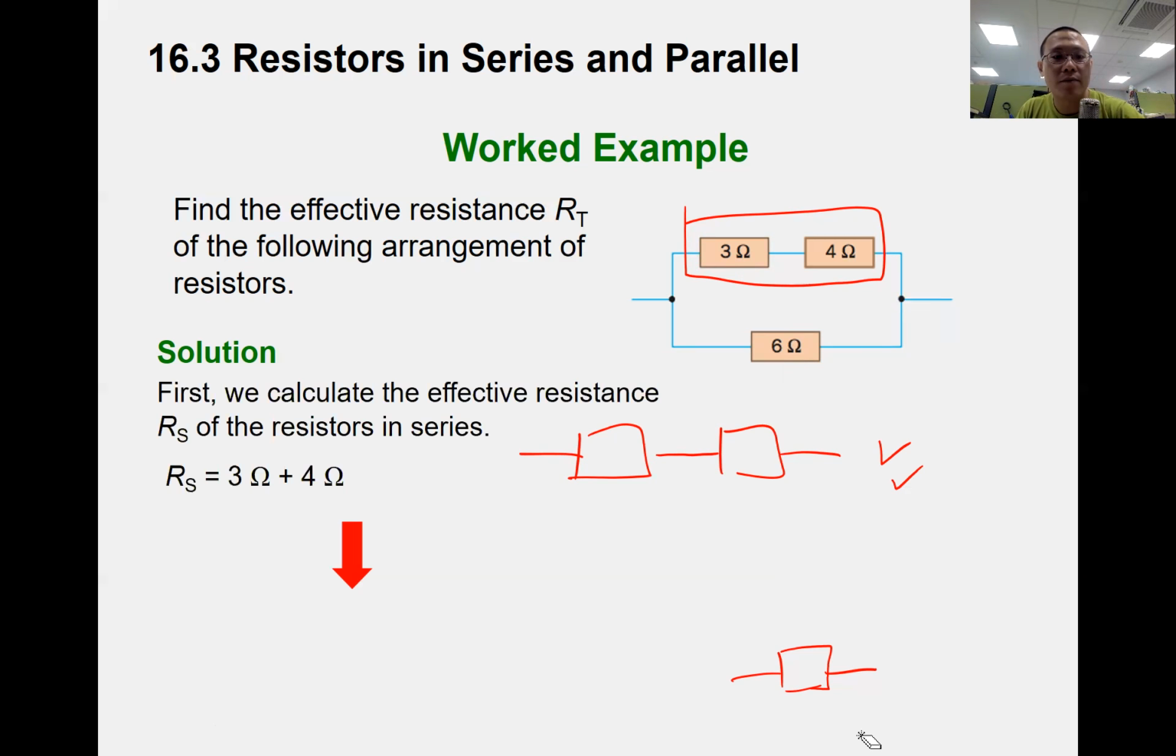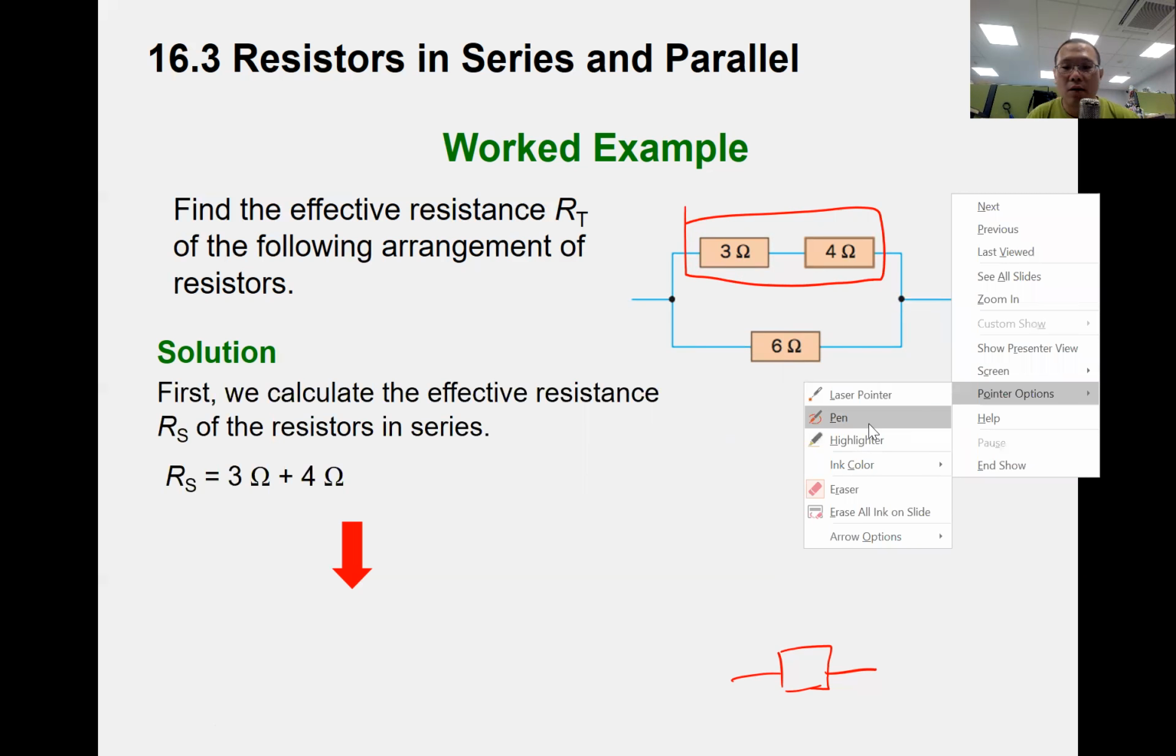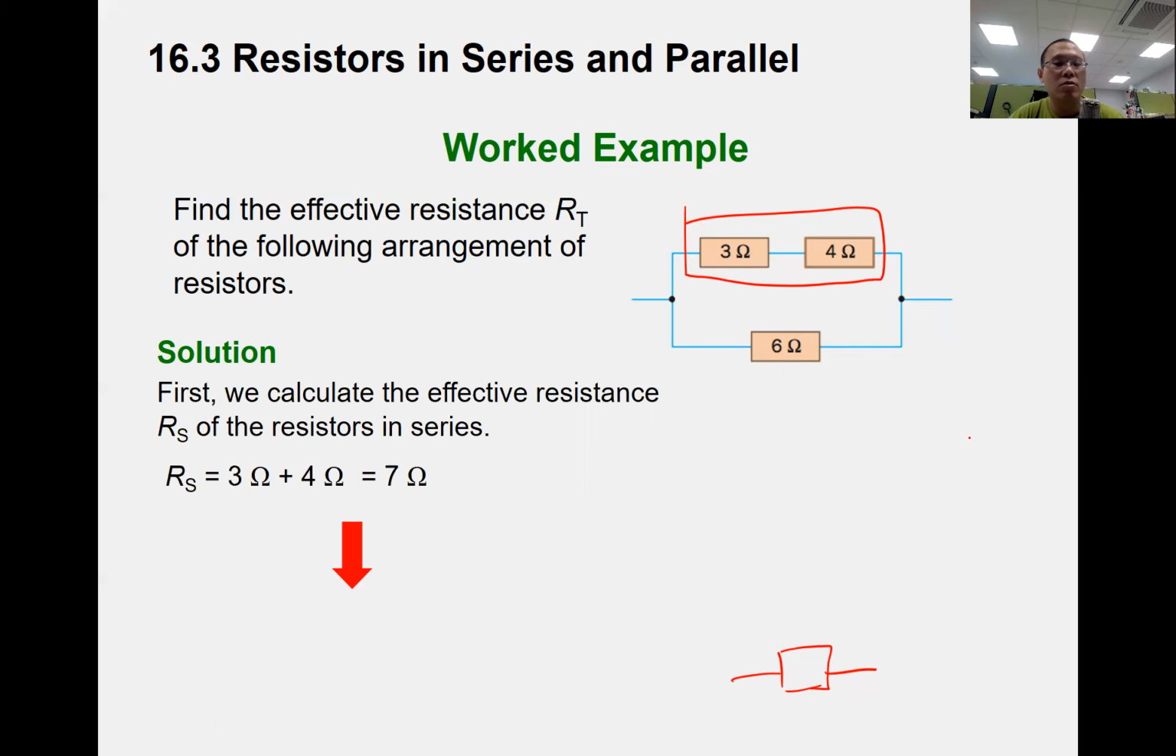And this is what I did. I sum up 3 ohm and 4 ohm, knowing that they are a 100% series arrangement. So after summing up, I will have a 7 ohm resistance. Which means 3 ohm and 4 ohm, I effectively combine them together to become a single resistor, which looks like this now. So now I'm slowly simplifying the circuit.